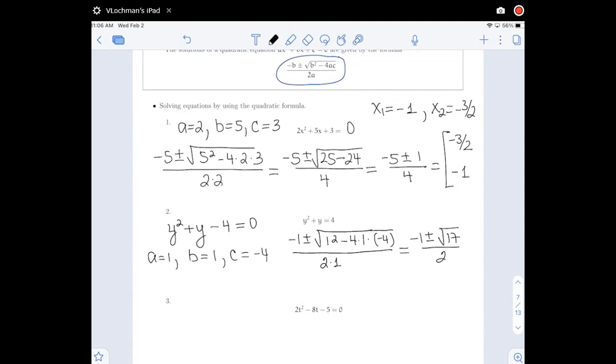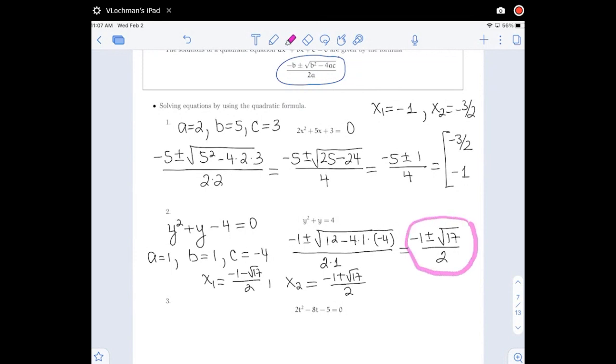So you could also write it like this. X1 is equal to negative 1 minus root 17 over 2. X2 is equal to negative 1 plus root 17 over 2. And I think on online homework, you have to do this. But if you're just writing it by hand, you can go ahead and leave it as is, plus or minus, save you a little bit of time.